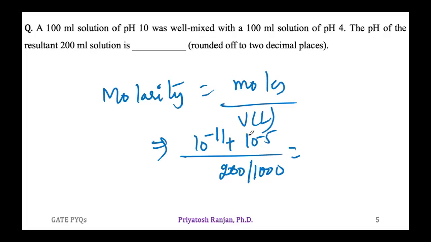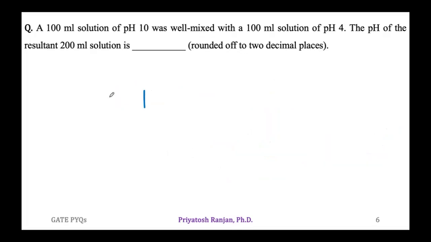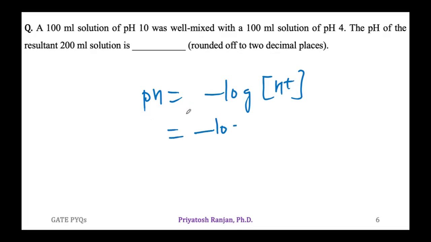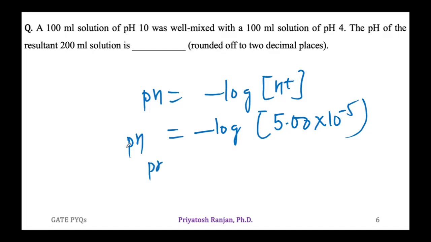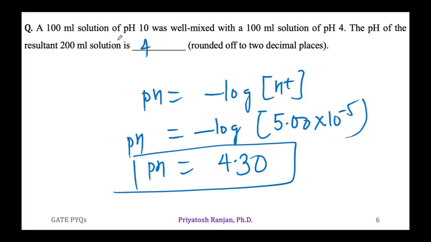And if we calculate this, this is going to be 5 into 10 raised to minus 5 molar. And that's what we want, because in the next step, I need to calculate the pH, which is nothing but the negative log of hydrogen ion concentration. And we have already calculated the concentration of the hydrogen ion. So putting these values, we can calculate the pH. And if we solve it, we'll get the value of 4.30. So the final answer is 4.30.